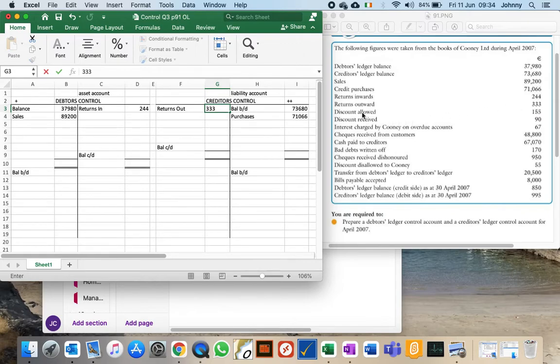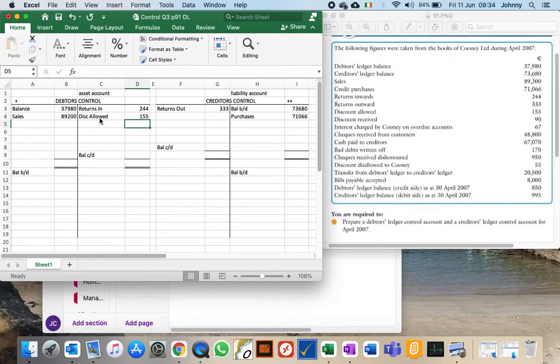Discount allowed. So these are people who we have allowed to pay less money, so they owe us less. So those people are debtors. So discount allowed, debtors. So they're people that owe us money normally. We're letting them off money. So we are allowing them to pay less money, and the amount of money is 155.